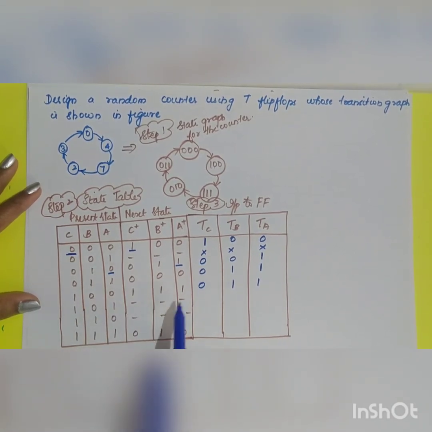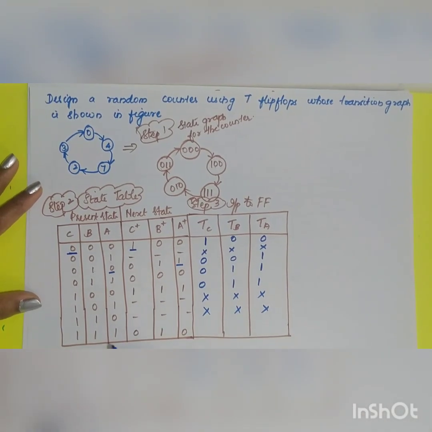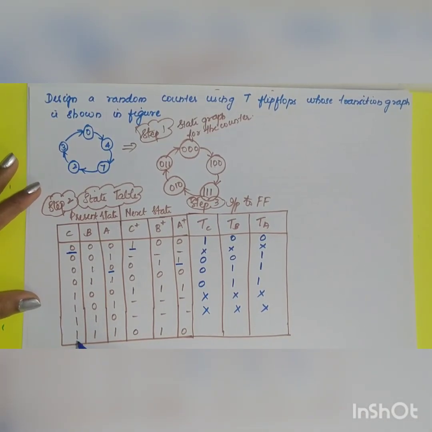1, 0, 1, there is no, it will be don't care, right? It is not included, this is also not included. Now what is the last one? C is equal to 1. C plus is equal to 0.